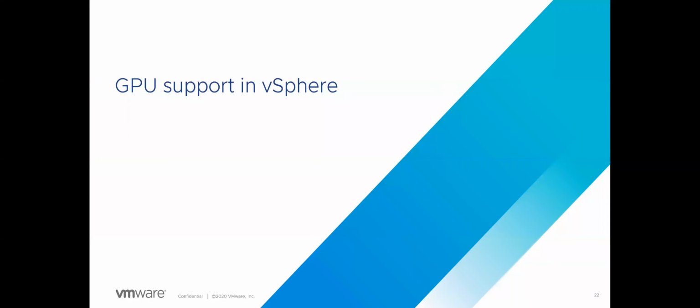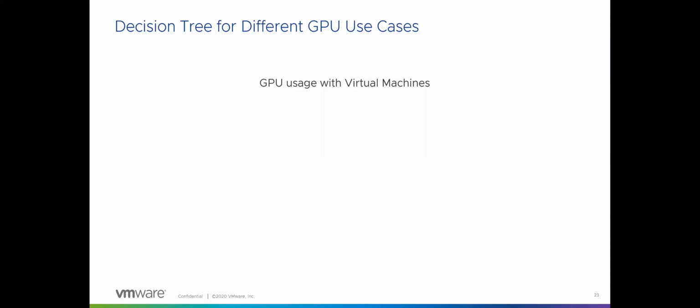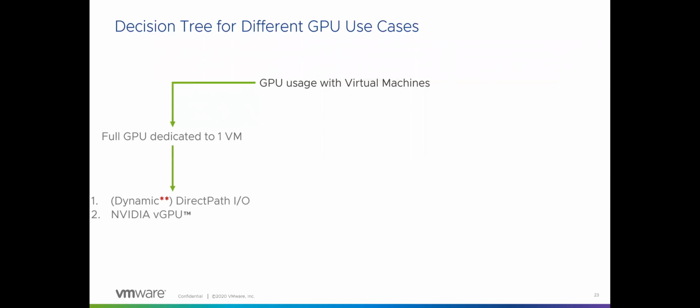Now, let's dig a little bit deeper into how to expose a GPU device to a workload running on vSphere. And we have multiple options. So we see the need for full GPUs dedicated to one virtual machine. And just to keep it in the machine learning space, this might be a workload, and the data scientist is like, hey, I need that computational power for one virtual machine. Hit me up with a full GPU. And we can do that with direct path IO or Nvidia vGPU.